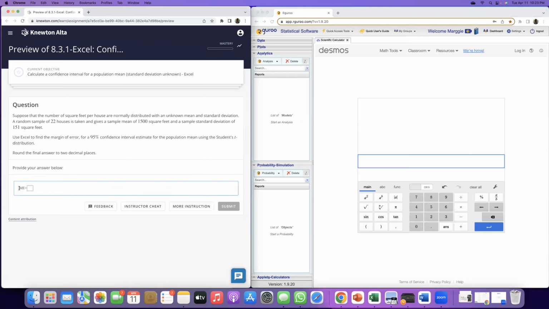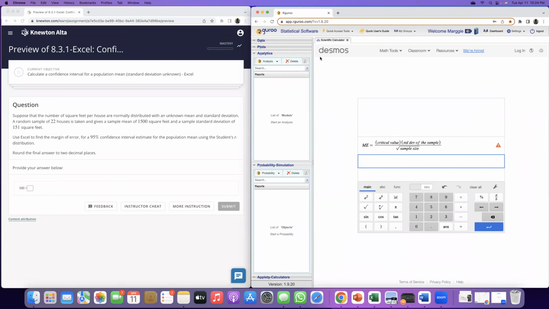So this question is asking me the margin of error. So I'm going to use the calculator on RGuroo, Desmos calculator. To find the margin of error, we need to find the critical value. And the critical value is coming from the t distribution because we don't know the standard deviation of the population. We're going to multiply that times the standard deviation of the sample because we don't know the standard deviation of the population. And we are going to divide that over the square root of the sample size. All right. So that's the formula that we need to find the margin of error. So let's see how we find all of this.